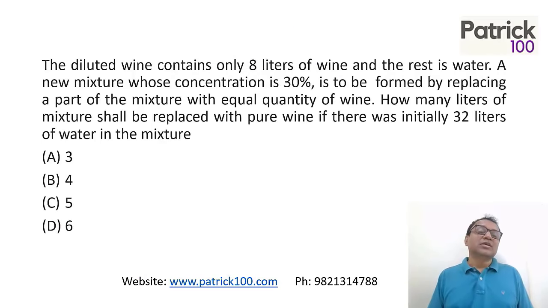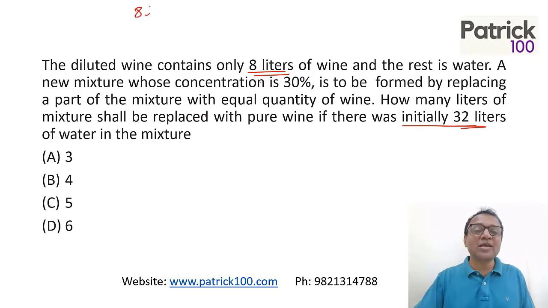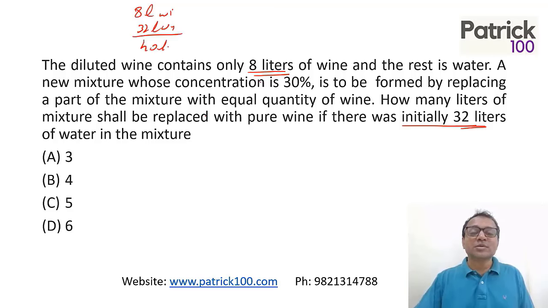And it is a sum on alligation. So if you look here, you're mixing two things. Initially, 8 liters of wine and 32 liters of water. So 8 liters of wine and 32 liters of water will give you a total of 40 liters.